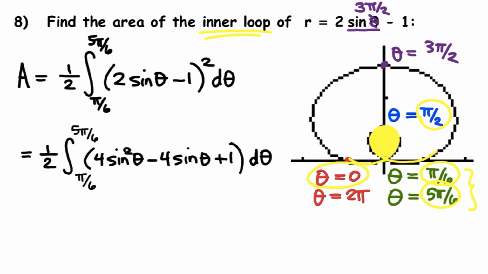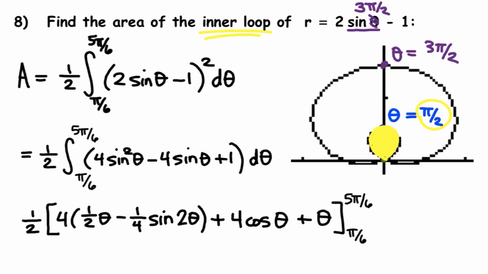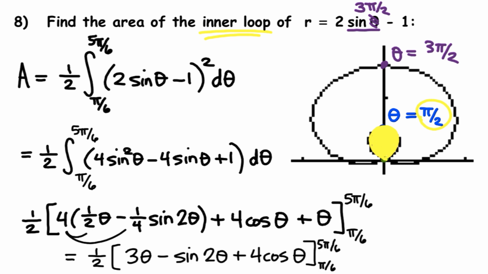Okay, there's the FOIL. If you simplify the inside, you're going to have 2 theta minus sine 2 theta plus 4 cos theta plus another theta. So that's actually 3 theta minus sine 2 theta plus 4 cos theta. I'm clearly running out of room, so I'll take this to another screen and we'll finish up the plugins.